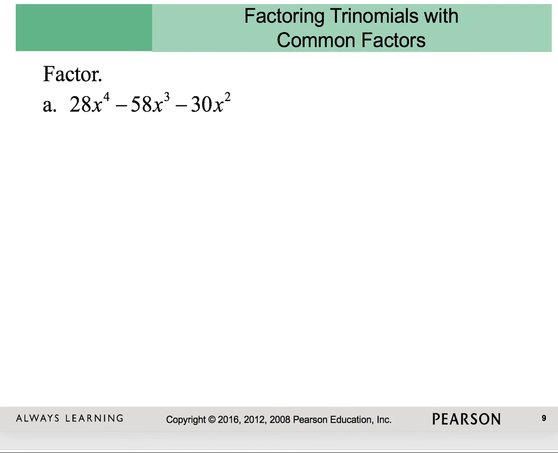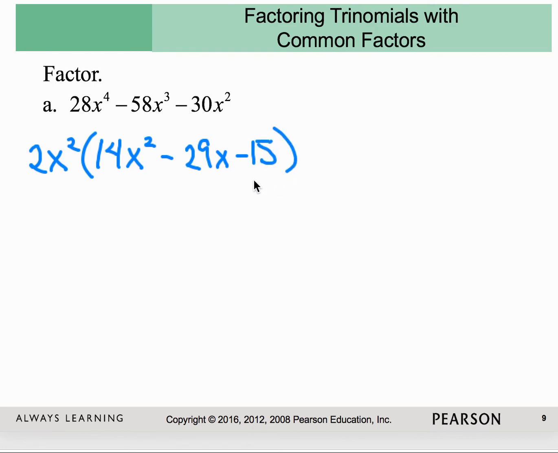Okay, just a couple more. Don't forget greatest common factor, first step always, okay? We don't mention it every time, but we do visually check that. So greatest common factor, these are all at least even, maybe a bigger number, but I'm going to start with a 2, and I can take out an x squared. So if I factor a 2 out of 28, that's 14x squared. 58 divided by 2 is what? 29x, and then minus 15.